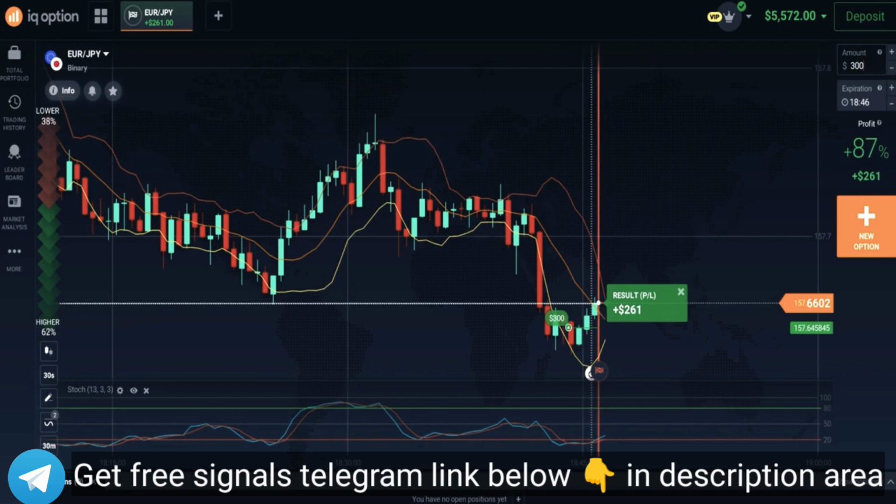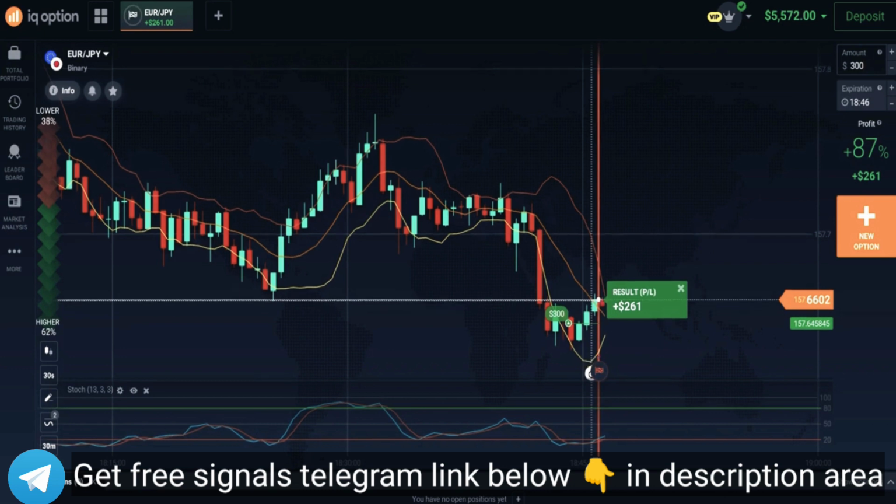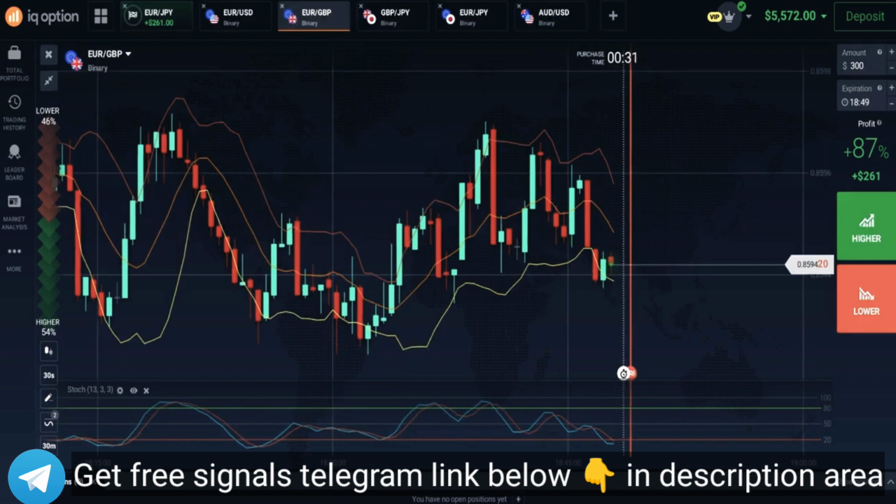In this case, we have won this trade. Now, let's wait for the next perfect trade setup.